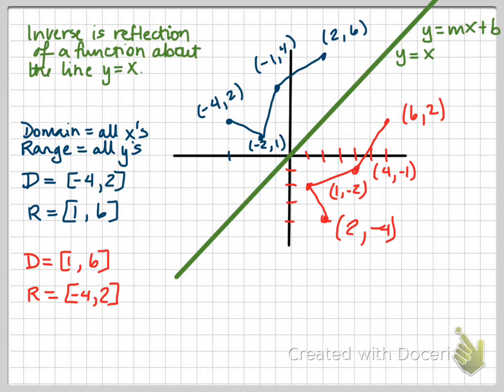So notice that our domain in the first one turned into our range because we switched our x and our y. Our range of the first one turned into the domain of the inverse because again, our x becomes our y becomes our x. So that's all we're going to do with inverses, and we'll talk more about this in class.